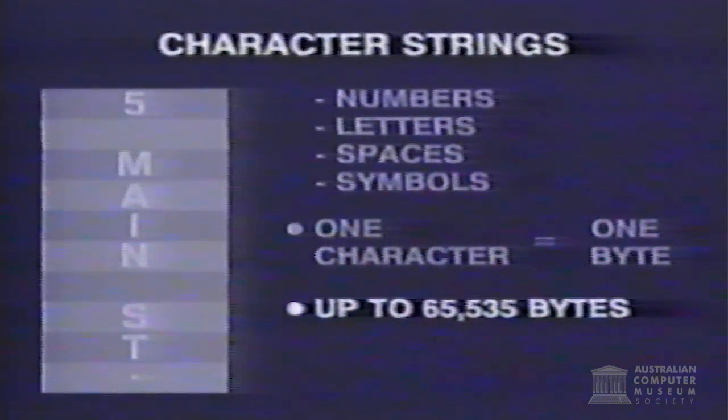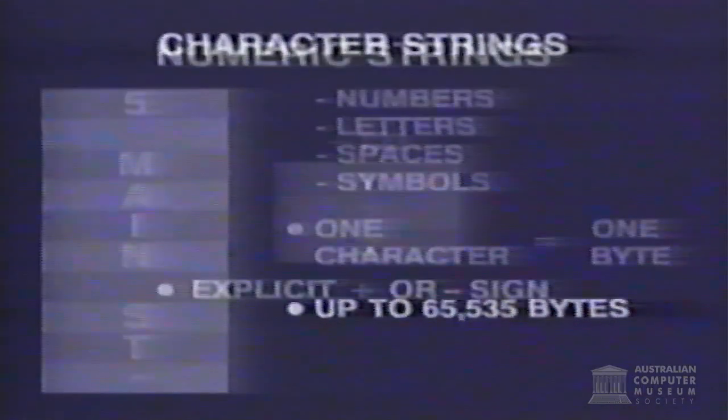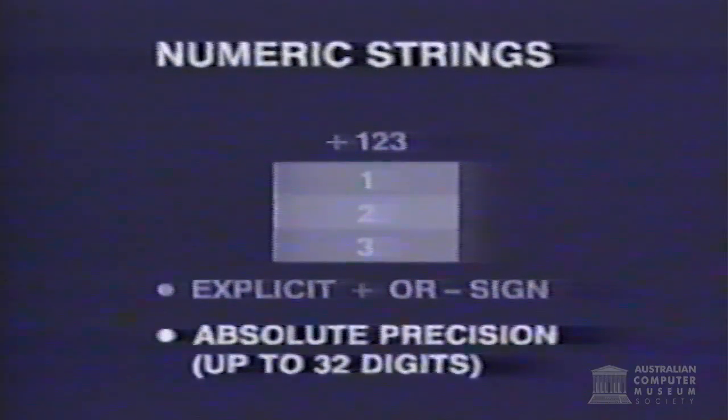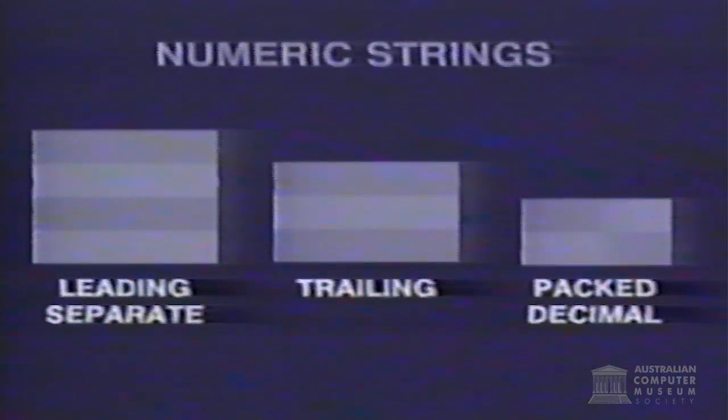Numbers may be treated as character strings, just like any other keyboard characters. Or, numbers with an explicit plus or minus sign may be represented as numeric strings. Absolute precision of up to 32 digits is possible using a numeric string. There are 3 kinds of numeric strings: leading separate strings, trailing strings, and packed decimal.